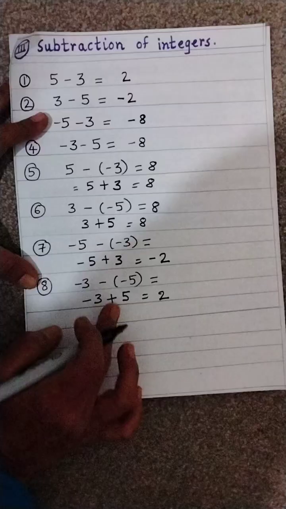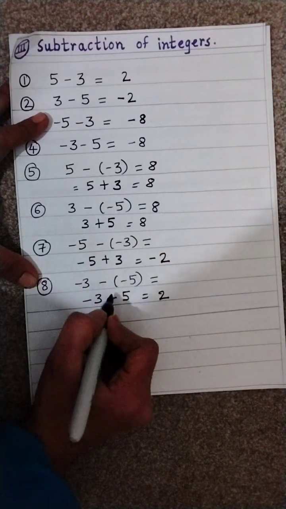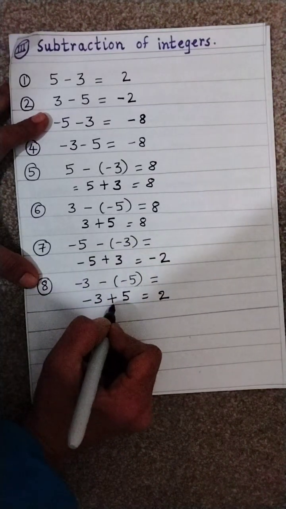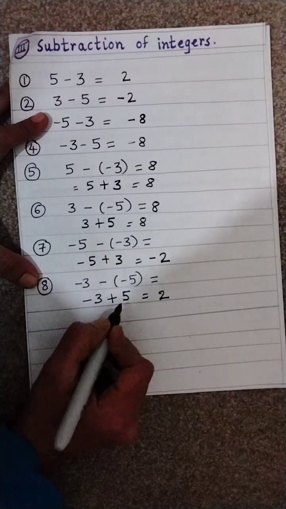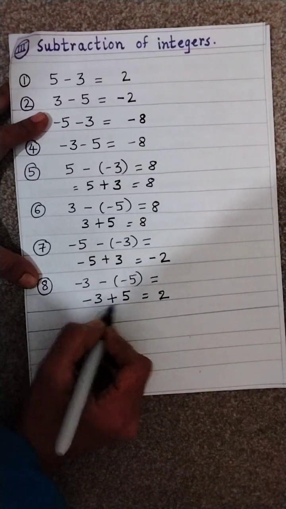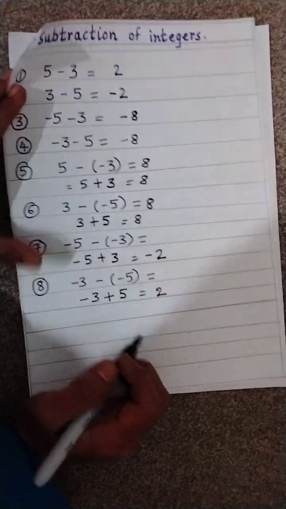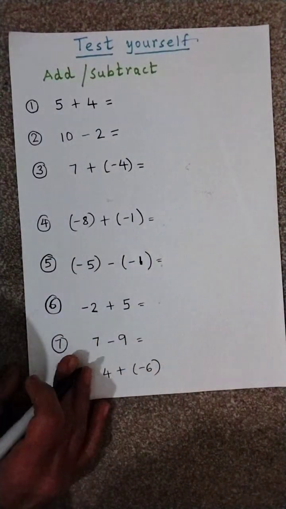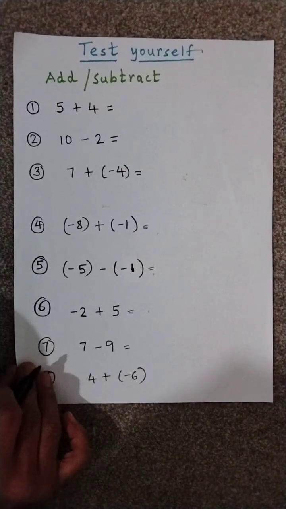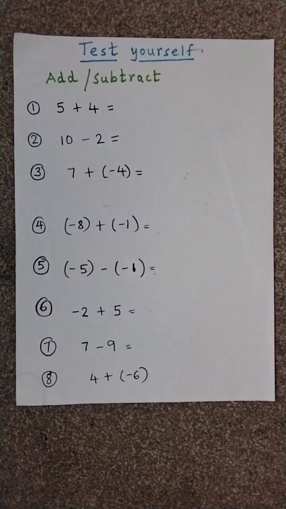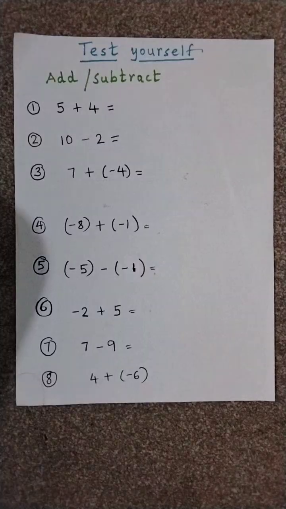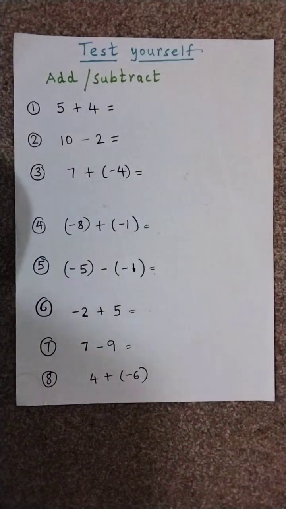Next, minus 3 plus 5, because we open the bracket. Minus and minus becomes plus. Now two different signs, so we subtract. 5 minus 3 is 2 and put the sign of the bigger number. Okay, now test yourself. Take some time and you can test yourself. You can pause the video if you want to.